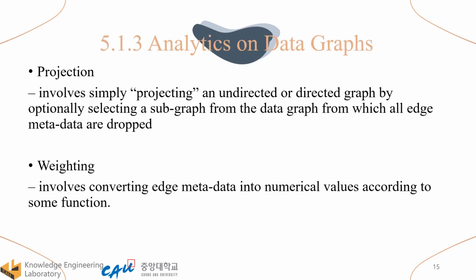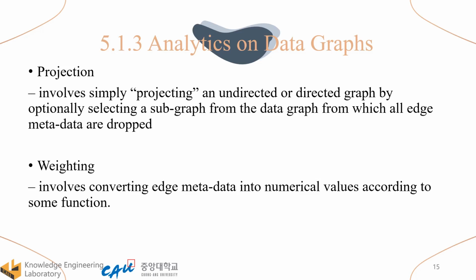As mentioned earlier, most of the analysis presented so far can be applied to undirected or directed graphs without edge metadata. That is, edge labels are attribute-value pairs in the form of native. Projection, weighting, transformation, and customization strategies can be applied to make a data graph subject to analytics of this form. Projection involves simply projecting an undirected or directed graph by optionally selecting a subgraph from the data graph from which all edge metadata are dropped.